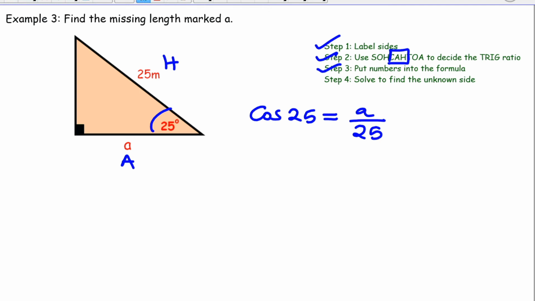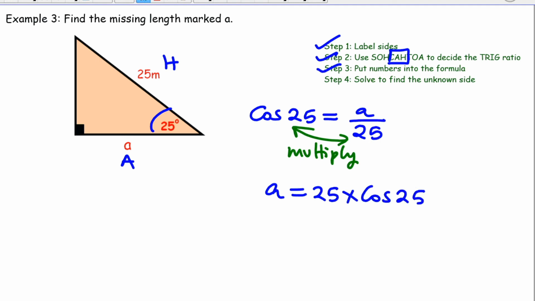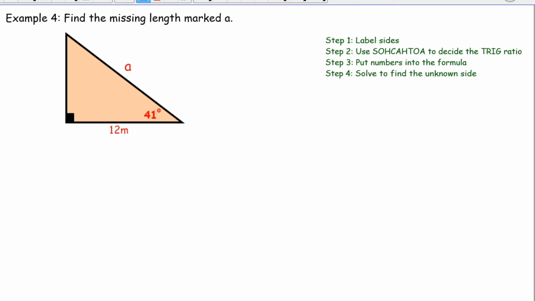So what do we do here? We multiply because the opposite of dividing by 25 is multiplying. So A will be equal to 25 multiplied by cos of 25. Plug that in your calculator and your answer will be 22.7 meters. All right, let's carry on.